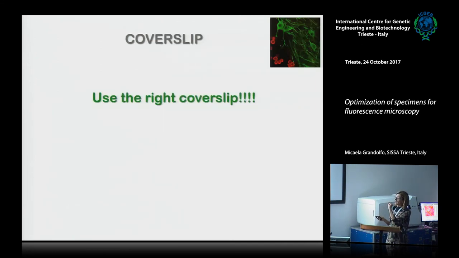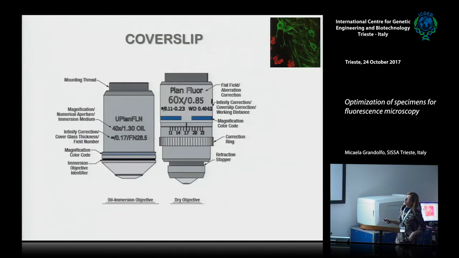Just a few words on the cover slip, and then we can stop. Cover slip. Use the right cover slip. Please, please use the right cover slip. It is not so difficult. Okay, on every objective, you have an inscription like this one. Look, this one or that one. And this inscription corresponds to the cover glass thickness that the company suggests to avoid, especially, spherical aberration. Okay? So, please buy cover slips of this dimension.